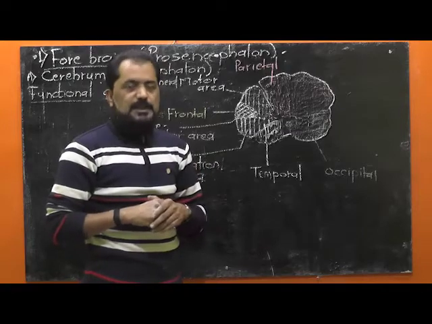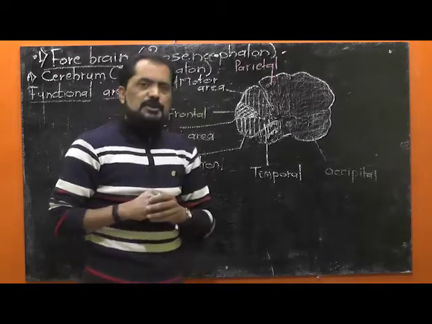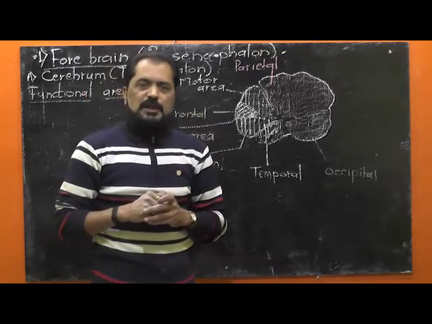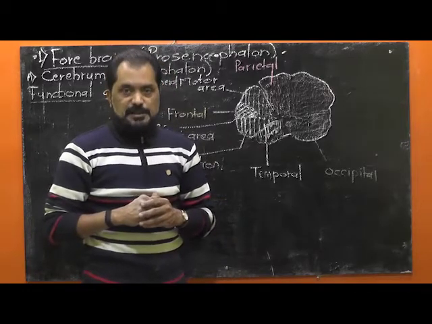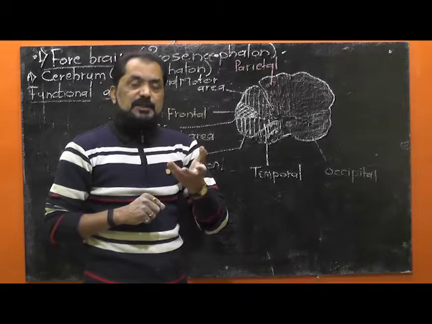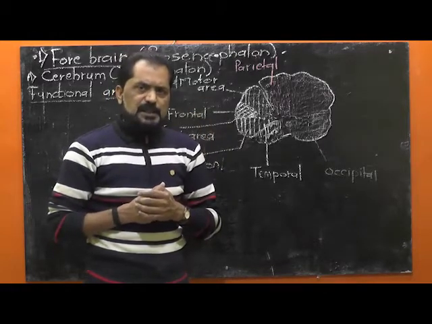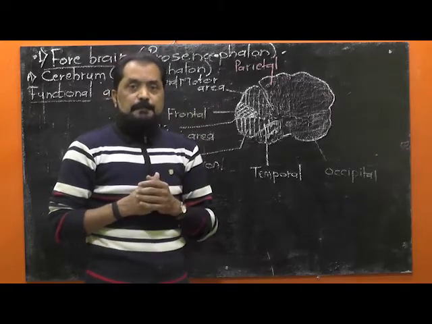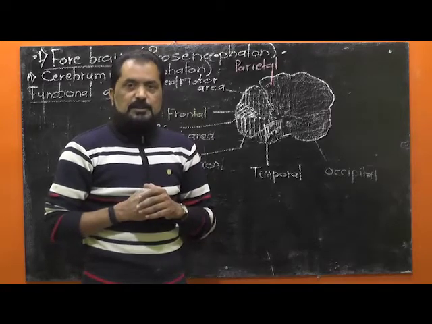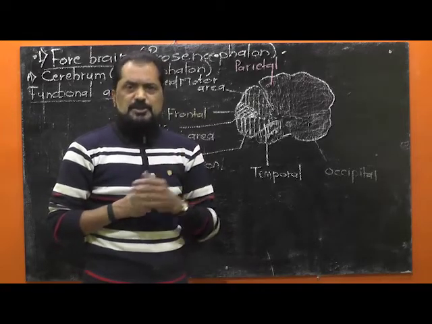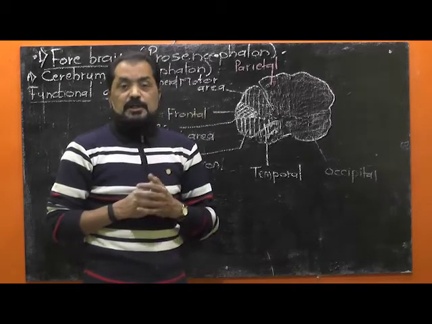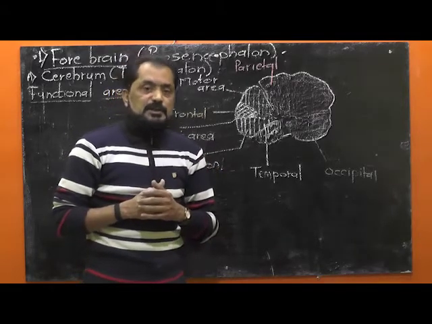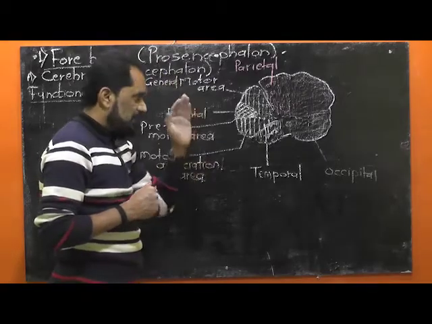In addition to that, it is said that the motor association area also controls different mental abilities, such as intelligence, thinking, reasoning, judgment, memory and so on. हा मोटार असोसिएशन एरिया या सर्व मानसिक क्षमतांवर नियंत्रण ठेवण्याचं कार्य करत असतो.